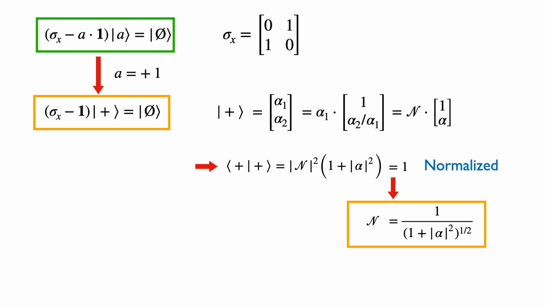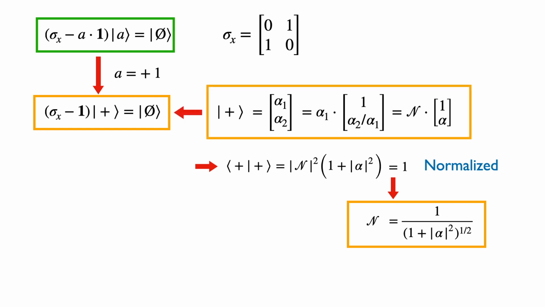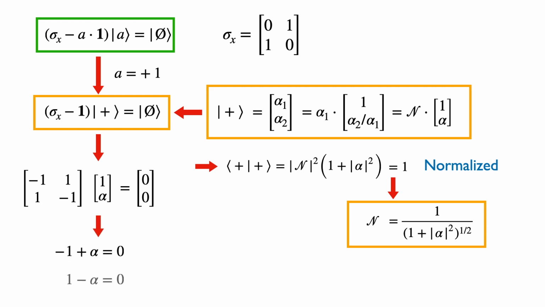Substituting the column representing the plus state into the eigenvector equation and using the Pauli matrix, we obtain the following equation. This leads only to one independent equation, which gives us alpha equals 1.